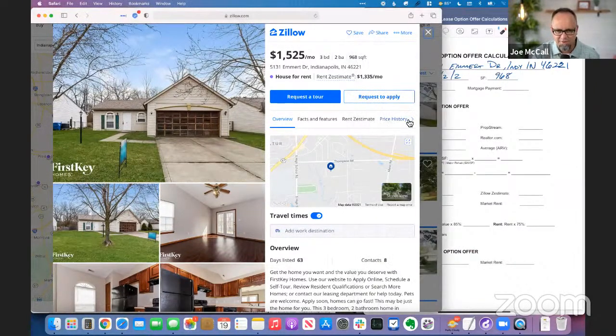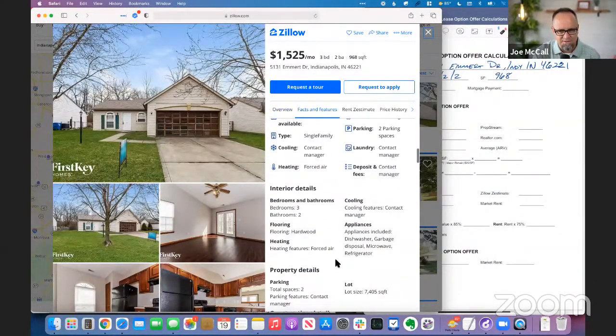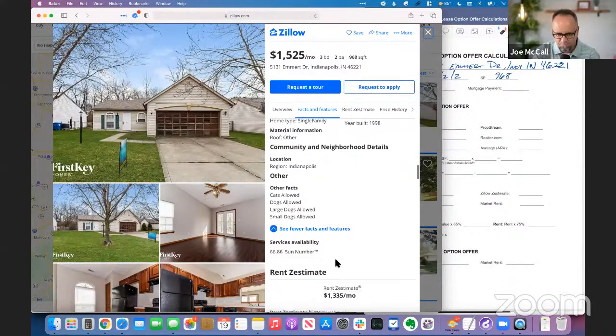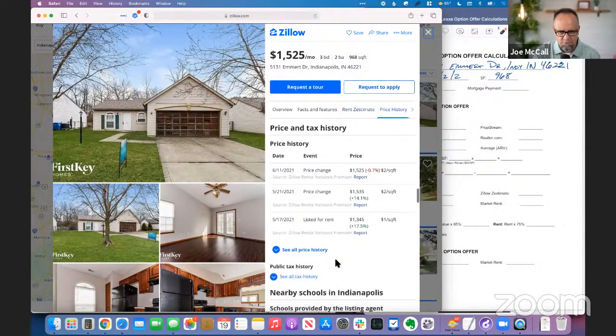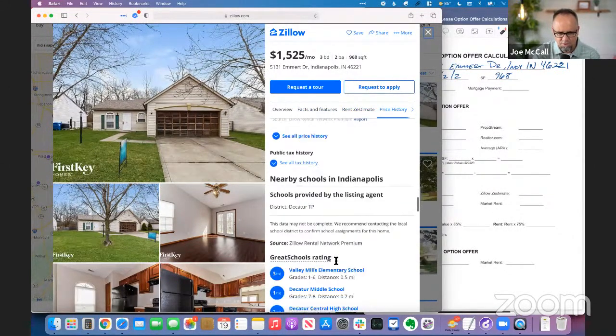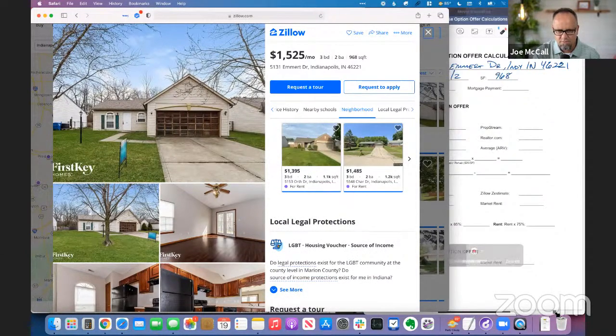Okay, so anyway, let's look to see if Zillow can give us the Zestimate value. And sometimes it doesn't give it to you on a rental property. But that's okay. I'm going to show you what else we can do. All right, let me make this a little bigger.